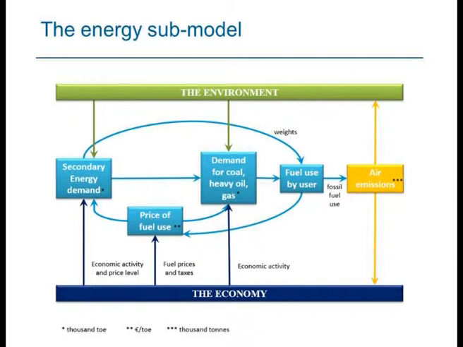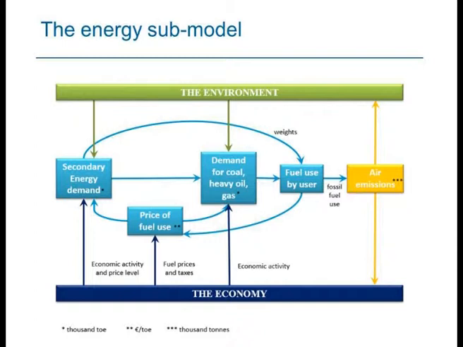From secondary energy demand to fuel used by user, there are two different paths. One is the straight horizontal path, another is the upward cross. That's right. So the straight arrows are referring to quantity relationships, and the curved arrows are to do with the prices.